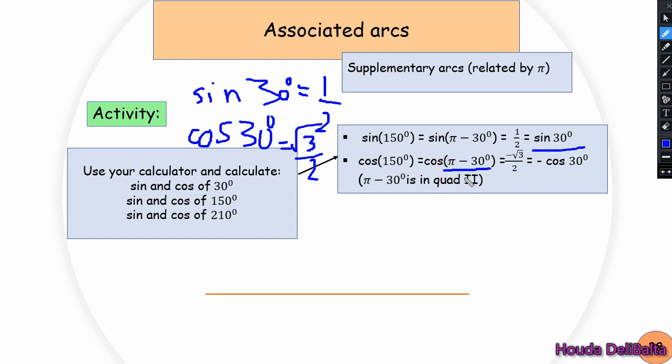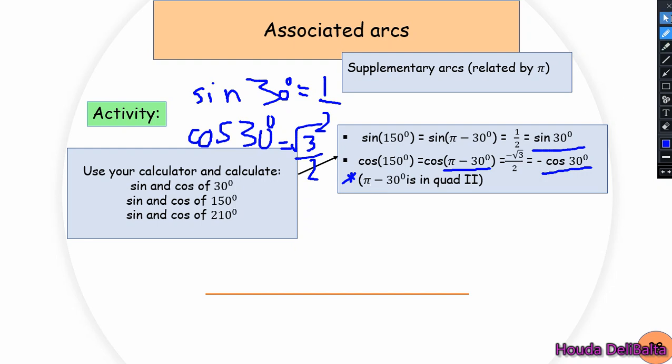So I can notice that cosine of pi minus 30, replacing 150 by pi minus 30, which is 180 minus 30, is negative radical 3 over 2, which is negative cosine of 30, because cosine of 30 is plus radical 3 over 2. And note that pi minus 30 is in quadrant 2. So this is what happens with 150.